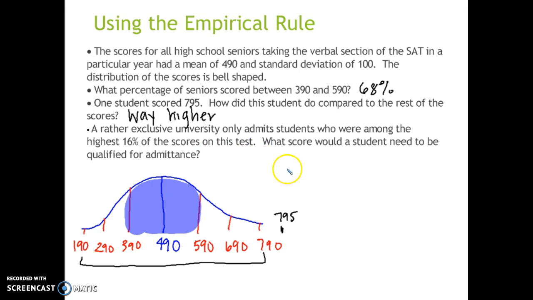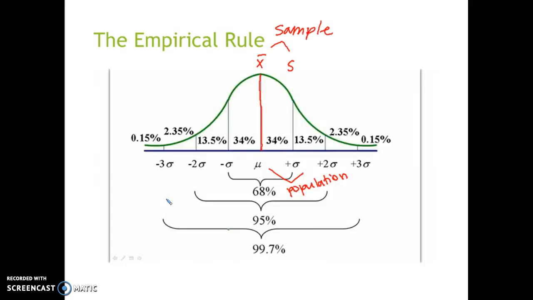A rather exclusive university only admits students who were among the highest 16% of the scores on this test. What score would a student need to be qualified for admittance? Well, we can kind of go back to this one. Okay, we want the highest 16%. So if I take 2.35, 0.15, and 13.5, that's going to give me the 16% that's up here.